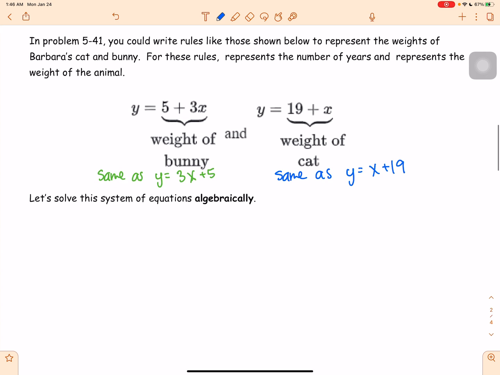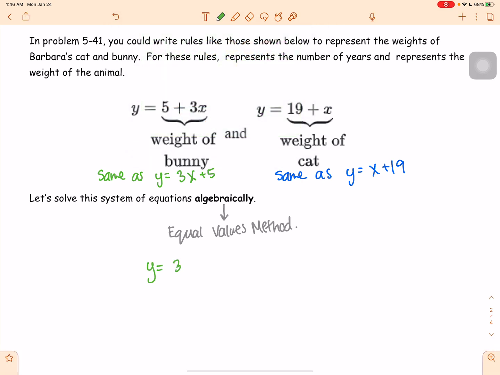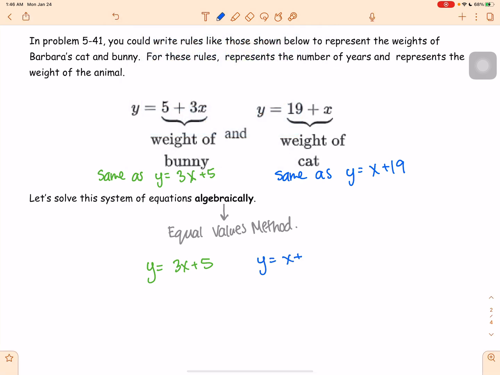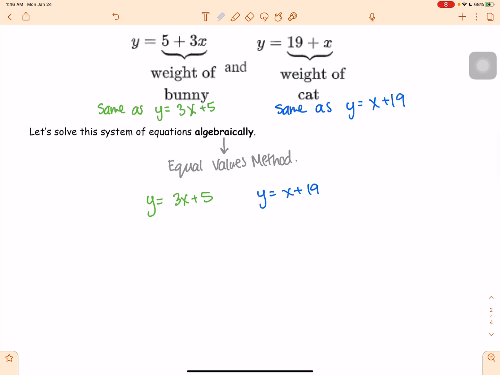So now there's a way that we can solve this system algebraically without having to do a table and not having to do a graph. So we just solved it with a table and a graph. Now algebraically, we can use something called the equal values method. Okay, so if we have the equations y equals 3x plus 5 and y equals x plus 19, well, if these are within the same system and we want to find where they intersect at, we can set our y's equal to each other.